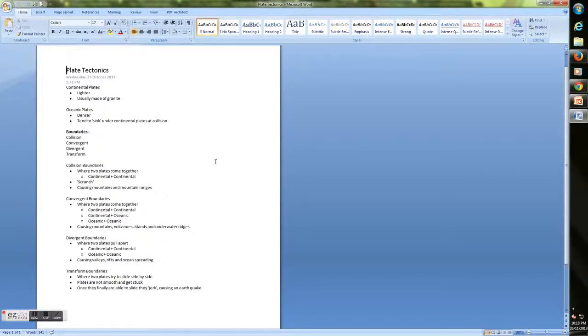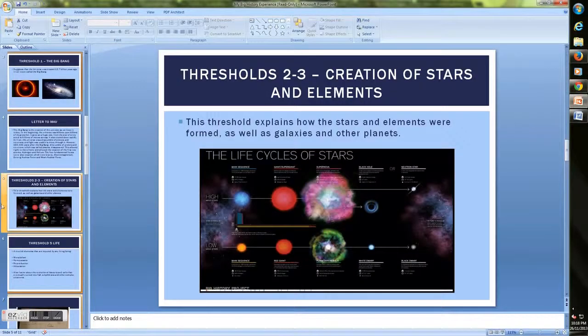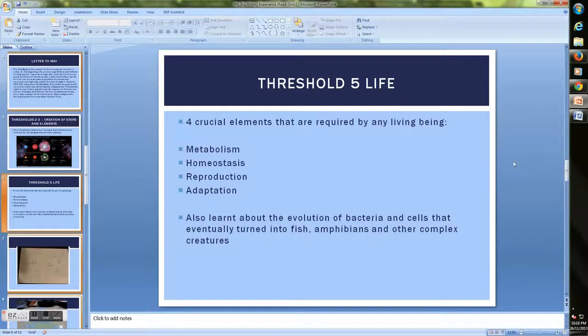The next threshold after that was threshold 5, which is life. In this threshold, we learn about the first life on Earth, and the 4 crucial elements that are required by any living organism. These requirements are metabolism, homeostasis, reproduction, and adaptation.